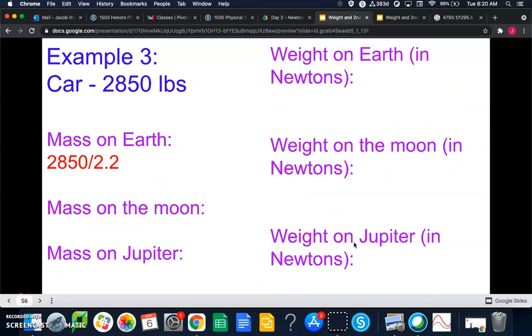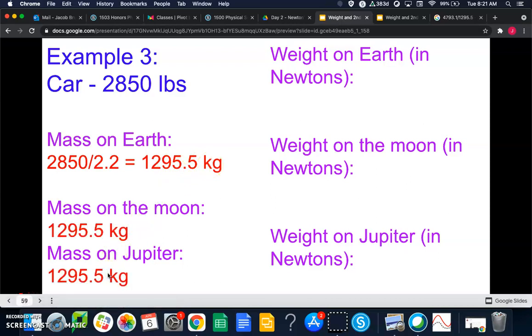Okay, so next we're going to do an example with a car. So this car weighs 2,850 pounds. So first thing we're going to do is figure out the mass of this car on Earth. We get that by dividing by 2.2. So for all of these problems, your first step is going to be take the weight in pounds and divide by 2.2 to get the mass on Earth. And that would be 1295.5 kilograms. And so that'll be the same on the moon and the same on Jupiter.